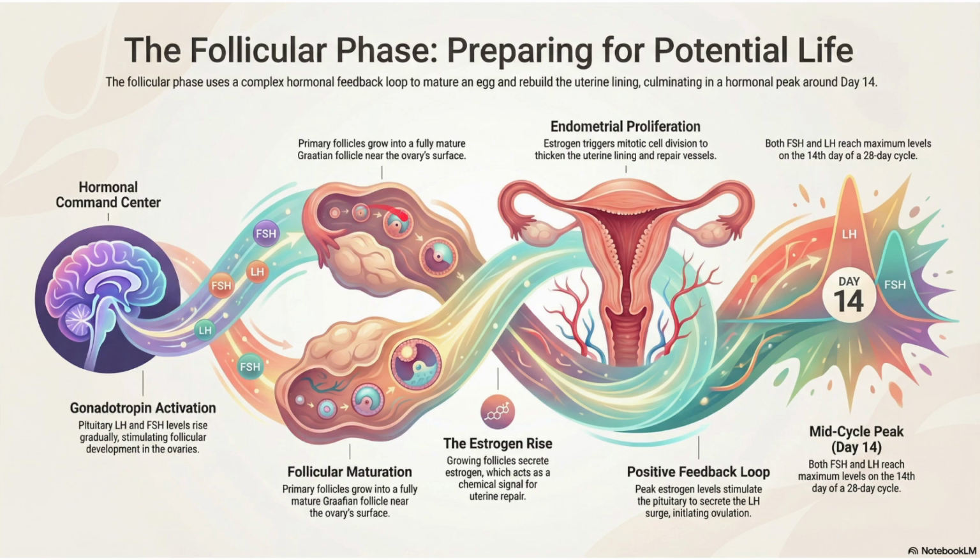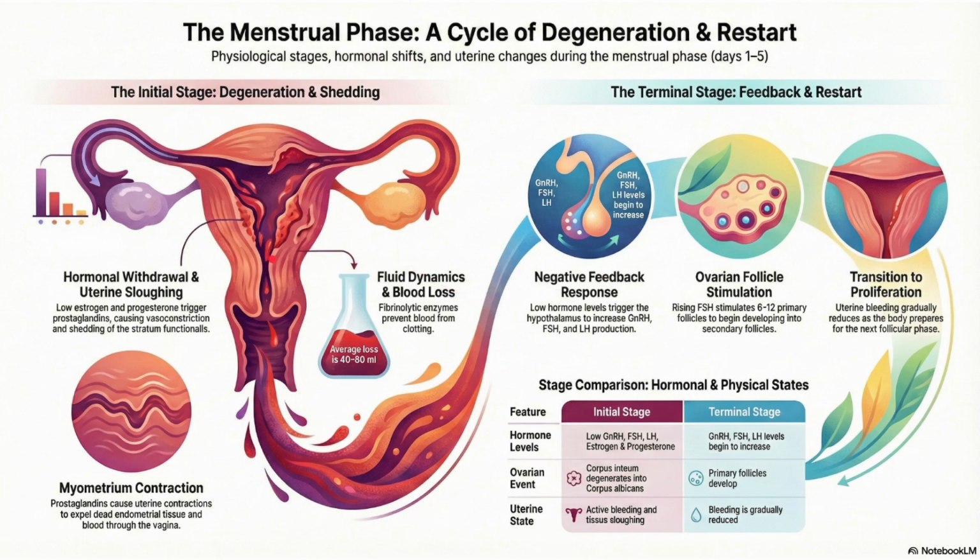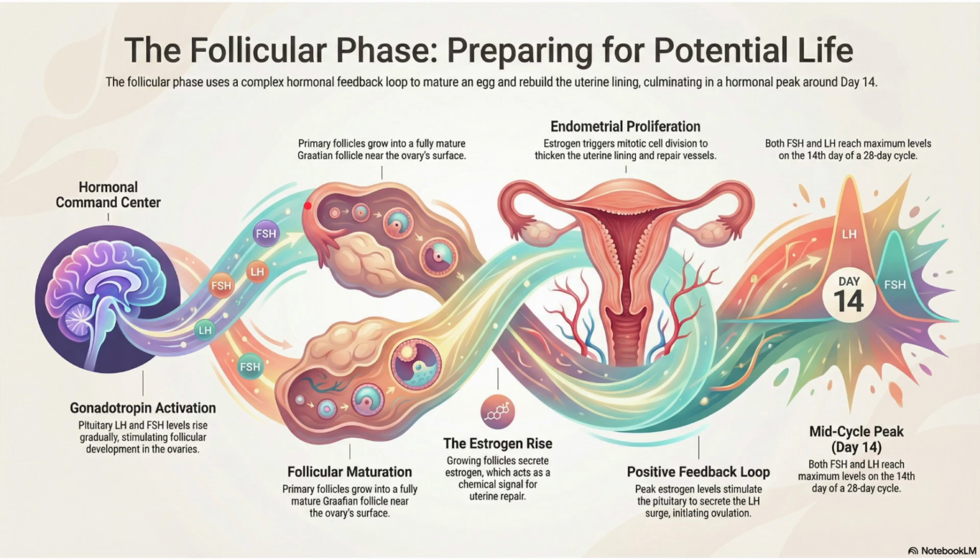As these changes keep happening, the number of granulosa cells will keep on increasing, and it is going to cause a rise in estrogen. So as granulosa cells keep increasing, estrogen also will start to increase. And when estrogen increases, it is going to act on the uterus.